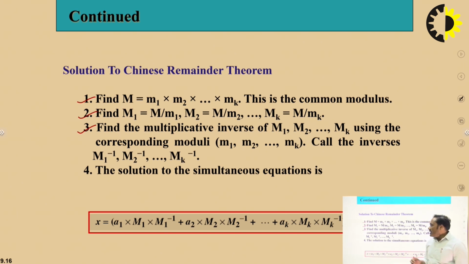In the fourth point, that is the last point, you can get the exact solution of the value of x. So what is x? x is basically the sum of a1 M1 M1 inverse, a2 M2 M2 inverse, up to ak Mk Mk inverse. So the value of x you can calculate by using the multiplication of these values.